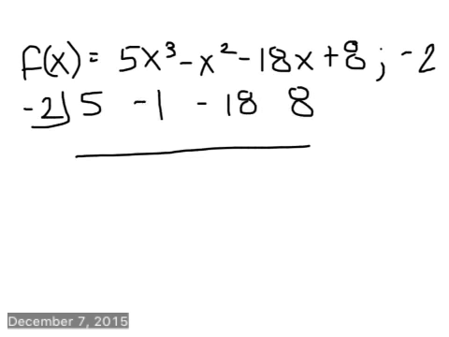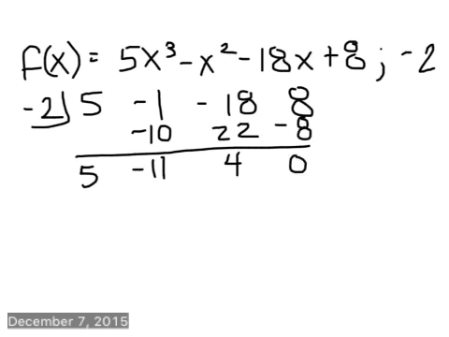Drop the 5. 5 times negative 2. Negative 1 minus 10. Negative 11. Times negative 2. 22 minus 18. 4 times negative 2. So now this should be 5x squared minus 11x plus 4 equals 0.